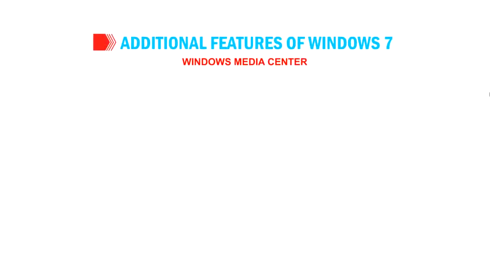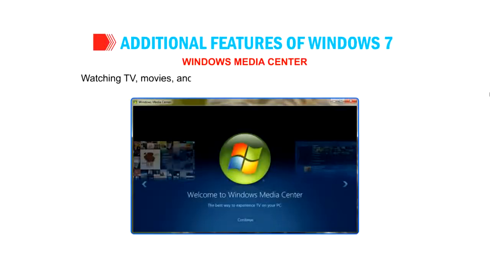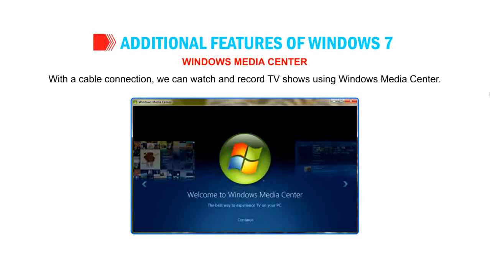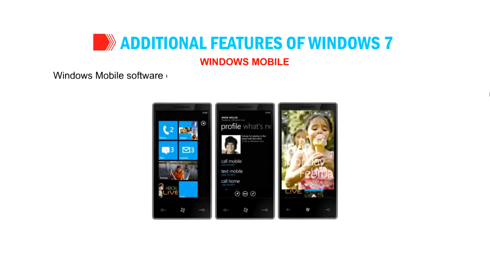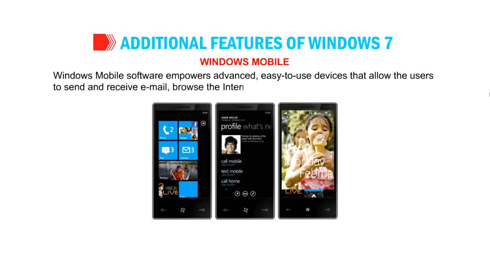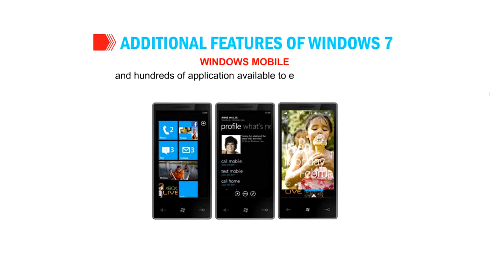Windows Media Center. Watching TV, movies and other video content on our PC is easier than ever. With a cable connection, we can watch and record TV shows using Windows Media Center. Windows Mobile. Windows Mobile software empowers advanced, easy-to-use devices that allow users to send and receive email, browse the internet, and use hundreds of applications available to extend the platform. Windows Mobile works differently depending upon place, time, and nature of work.